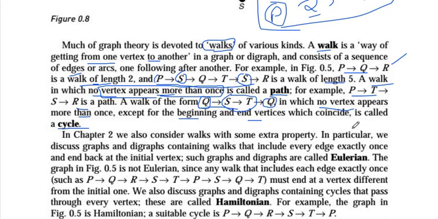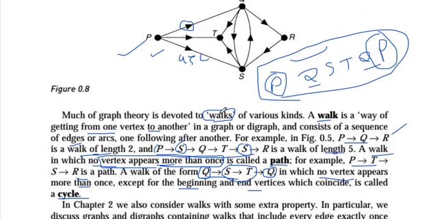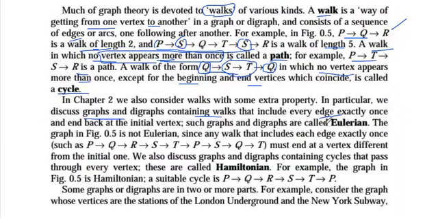Okay, next definition. A graph or diagram containing a walk that includes every edge exactly once, and ends back at the initial vertex. We start with a vertex and end back at the initial vertex, like a cycle. So such graphs are called Euler graphs.